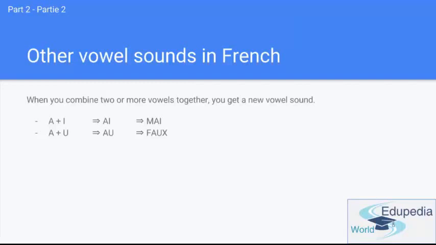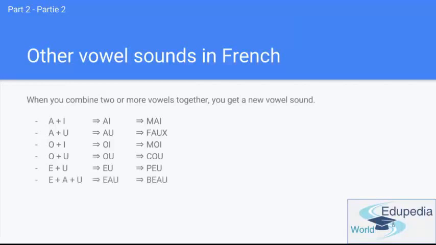Now we will see O plus I, which forms the sound wa. Wa we find, for example, in the word moi, which means me. O plus U together is forming the sound ou, which you have, for example, in the word cou. E plus U is forming the sound e, like in peu. If you remember, in part 1 we saw the word le, which is pronounced exactly in the same way.